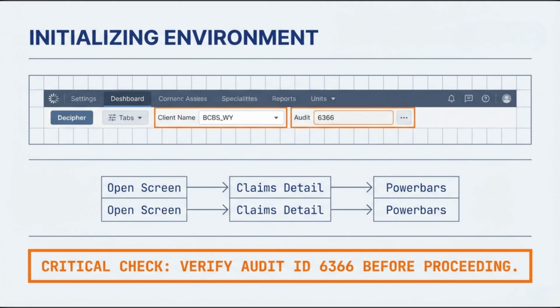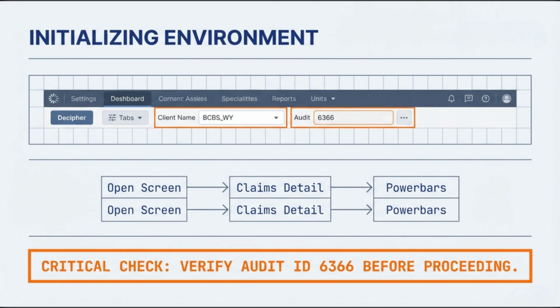Initializing our environment is where precision begins. We're looking at the core setup here. See how we select BCBS_YW as our client name? That's our first critical step, making sure we're in the right client space. Right next to it, our audit ID, 6366, is clearly entered. This number is going to be incredibly important for our workflow.